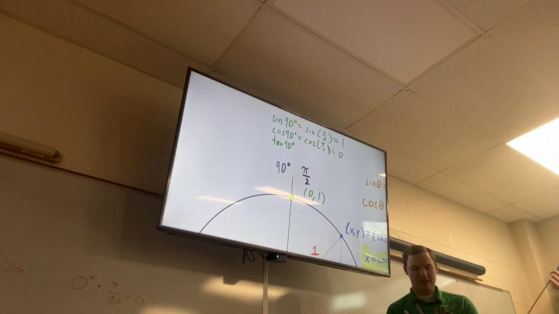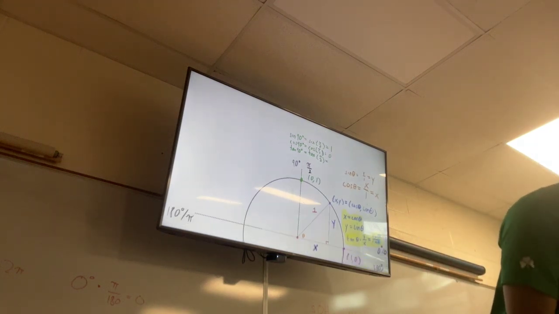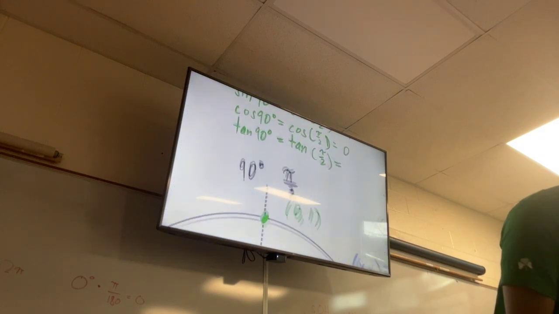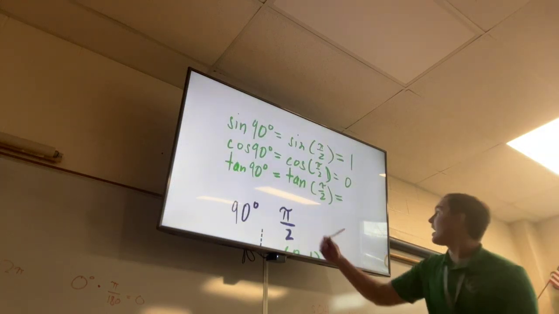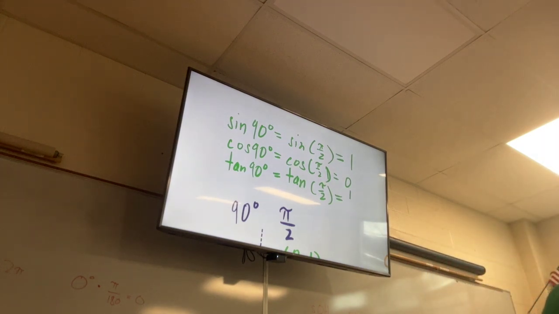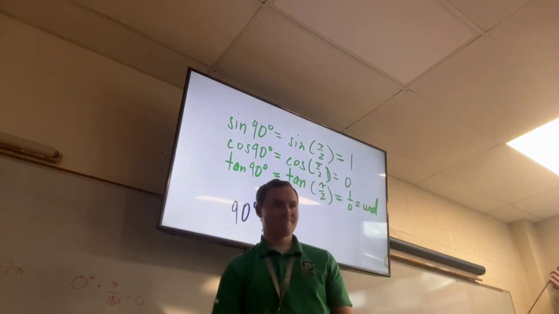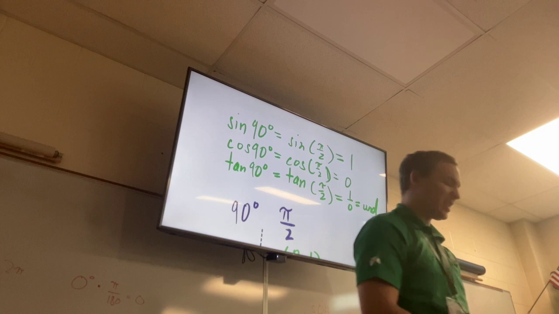And the tangent of 90 degrees, which is the same thing as the tangent of pi over 2, what's that going to be? What's tangent again? Sine over cosine. So if I put my sine over my cosine here, I get 1 over 0. What's that equal to? What do we say? It's undefined.